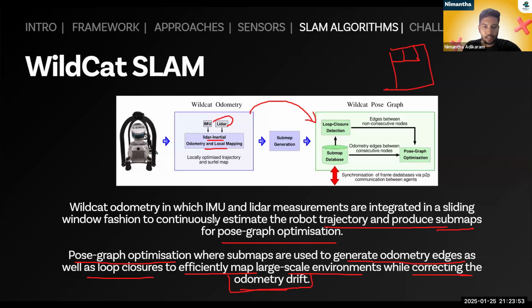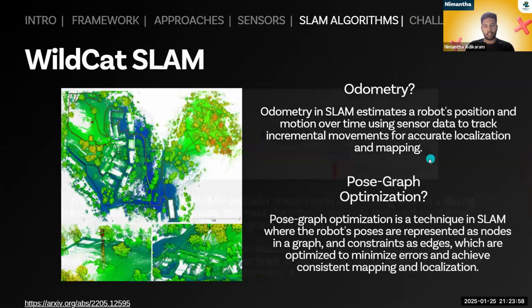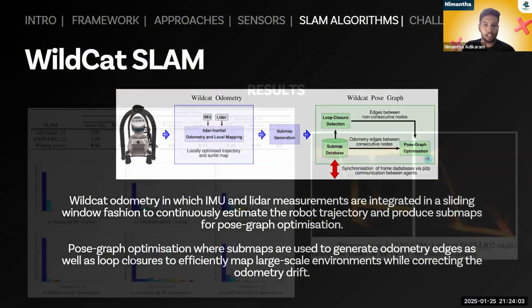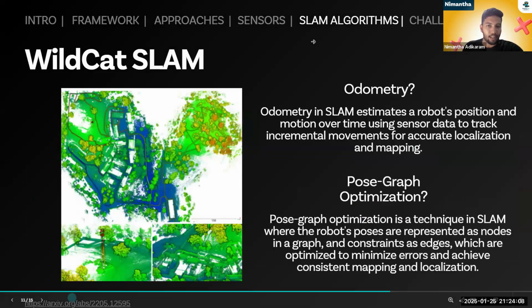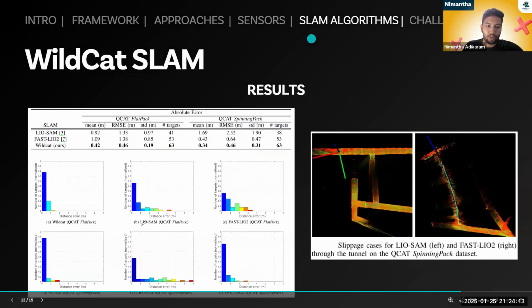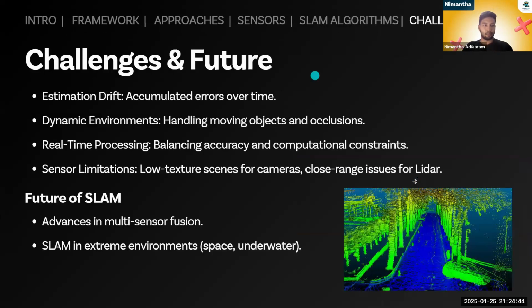This is also an online SLAM method. As I explained about online and offline SLAM, this is the online one. The research paper link is also listed here, you can visit it later. This is the latest one. We studied LIO-SAM and Fast-LIO2 previously, and now we have Wildcat, which shows good results as well. That's the overview of Wildcat SLAM.